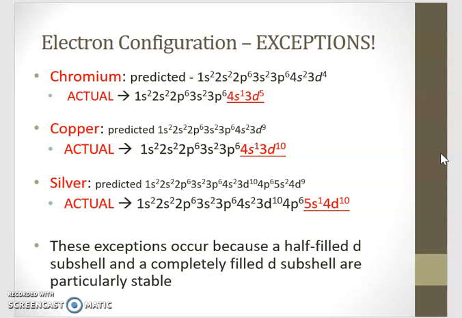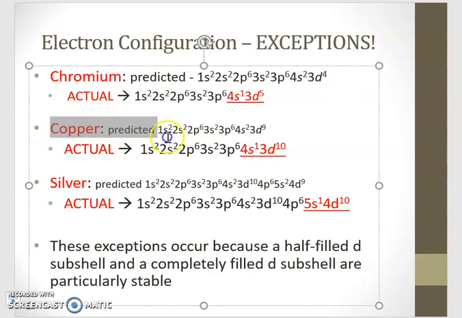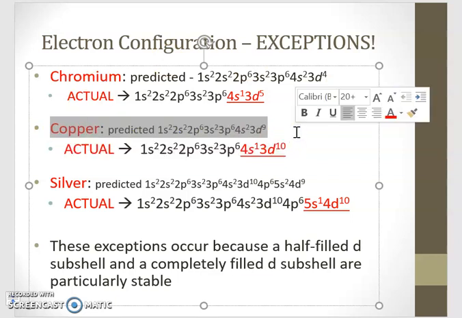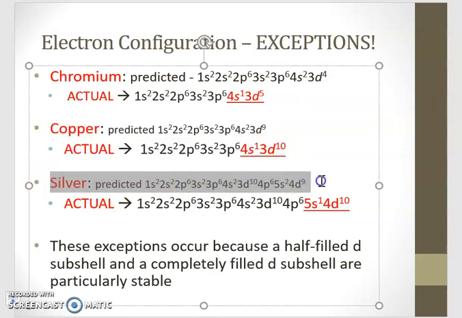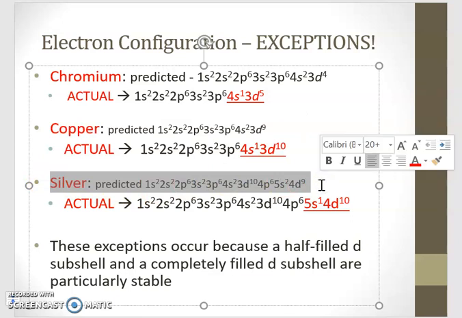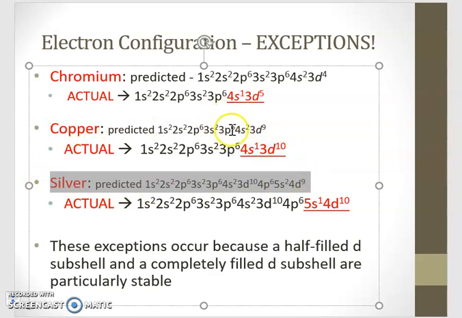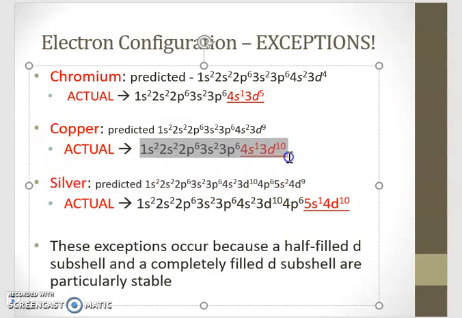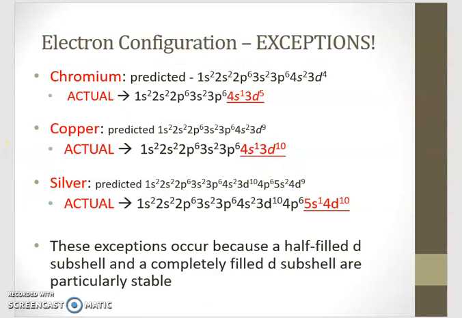For copper and for silver, the predicted for copper would be 4s2, 3d9. For silver, it's just the next row lower, so silver is 5s2, 4d9. But the actual one is that copper will have 4s1, 3d10, and so one of those s electrons is going to be moved to the d subshell. The same thing will happen for silver, and the same thing happens in chromium. An electron moves from the s sublevel to the d sublevel.